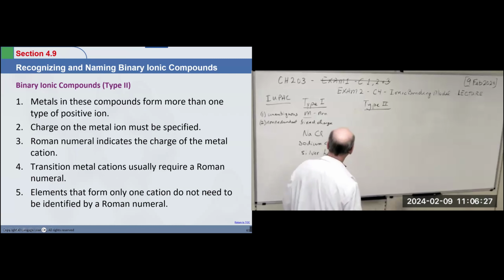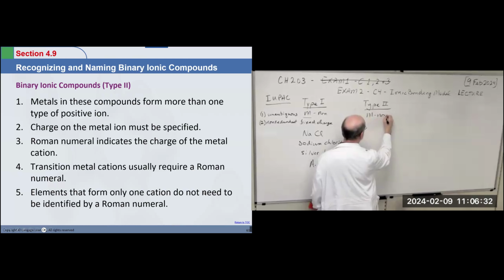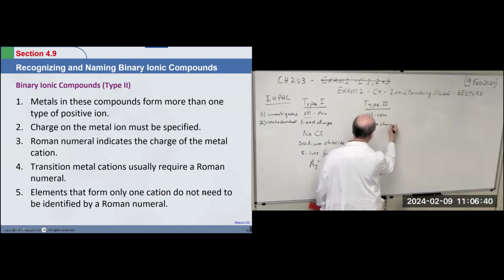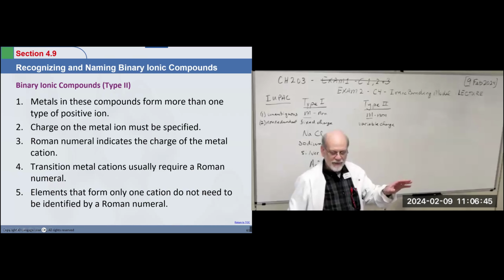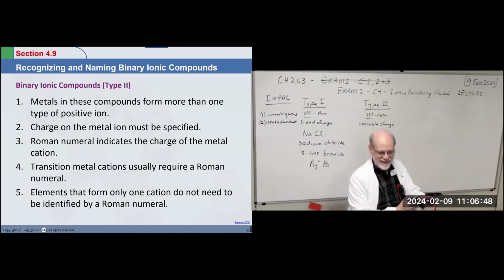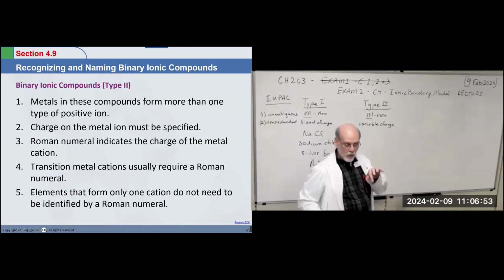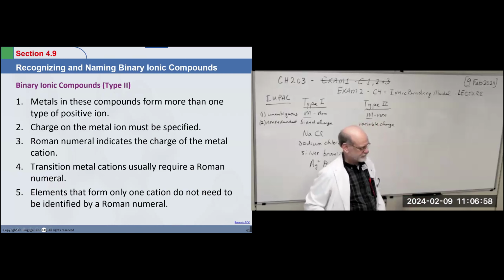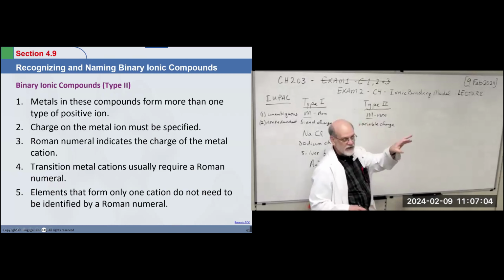Type 2 compounds. Similar to type 1, metal and non-metal, but the metal has a variable charge. Now, once you put it in the compound, it doesn't flip around and have different charges. It's just when it goes into the compound, it assumes one of multiple charges, and it stays with that charge for the compound. Most of those metals come from the transition metal group.